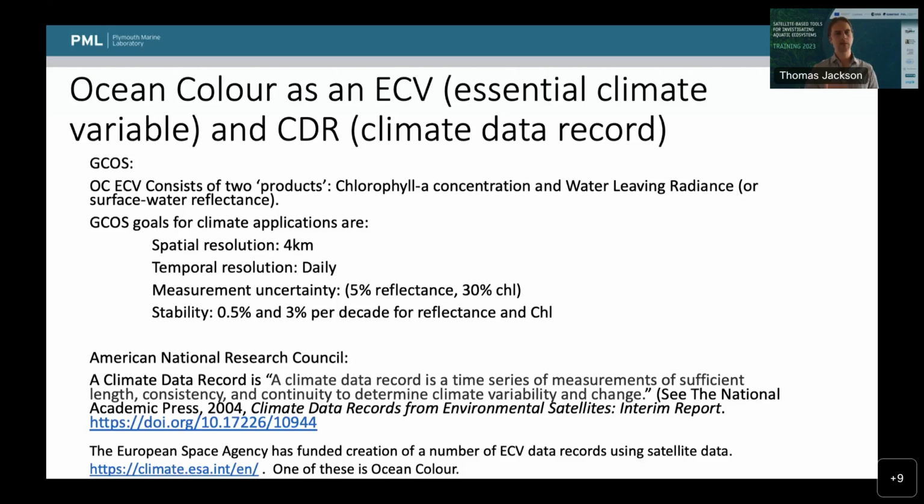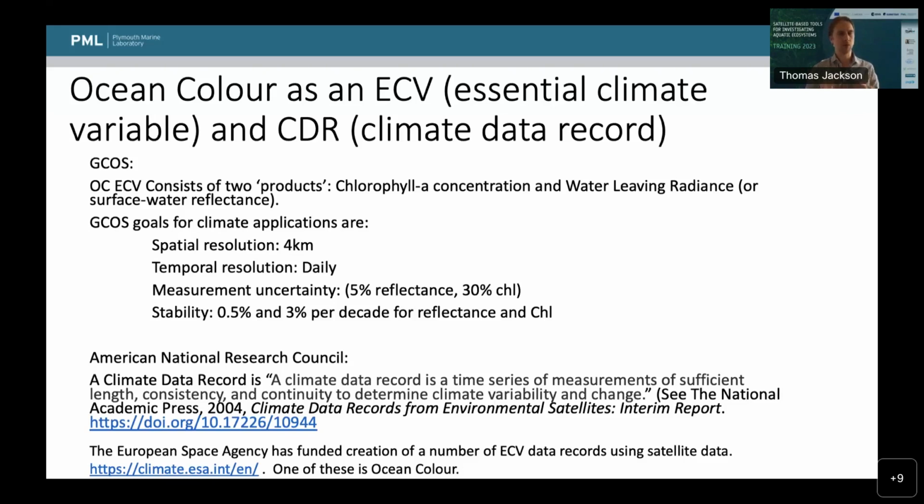So a climate data record, it sounds very similar. A climate data record is a time series of measurements of sufficient length, consistency, and continuity to determine climate variability and change. So sometimes there is a little distinction between CDR and ECV, where CDR is the more, let's say, fundamental or primary record. So that might be reflectance, whereas sometimes you might consider chlorophyll as being derived because we use the reflectance to calculate the chlorophyll. So the CDR sometimes is thought of as reflectance. So anyway, with that in mind, we have a definition of ECVs and CDRs, and we know that they have to be very high quality.